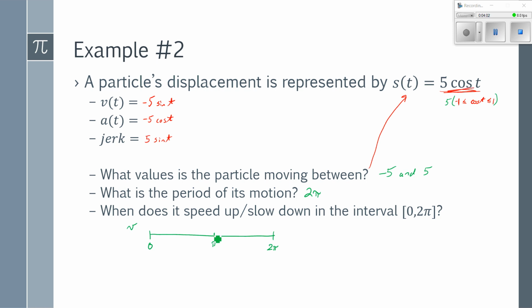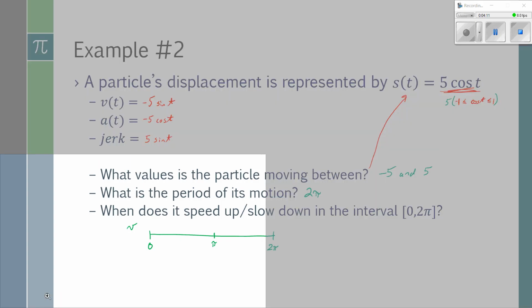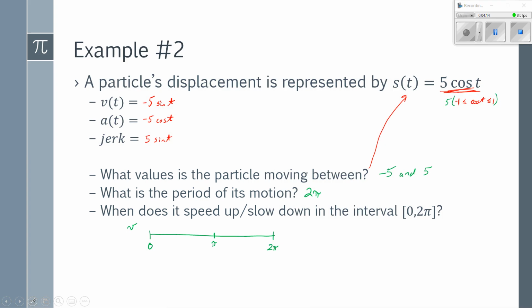From 0 to pi, that's quadrants 1 and 2 of the unit circle. So sine would be positive in quadrants 1 and 2. But I'm multiplying that positive sign by a -5, so velocity is going to be negative there. From pi to 2 pi, that's quadrants 3 and 4. Sine is negative, but I'm multiplying that by a -5, so I get positive velocities.